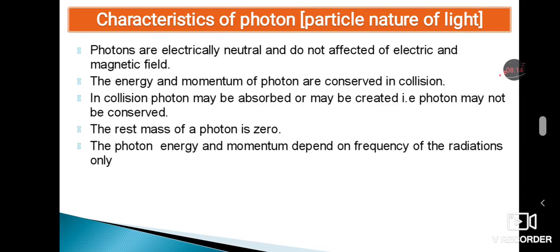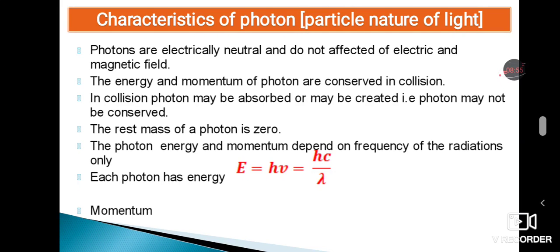Similarly, one more point: the photon energy and momentum depend upon the frequency of the radiation. The photon energy is h nu, so it depends upon the frequency itself, not the intensity. Each photon has the energy E is equal to h nu, or we can write it as hc by lambda, since nu is c by lambda. We already studied this relation in first year, nu is equal to c by lambda.